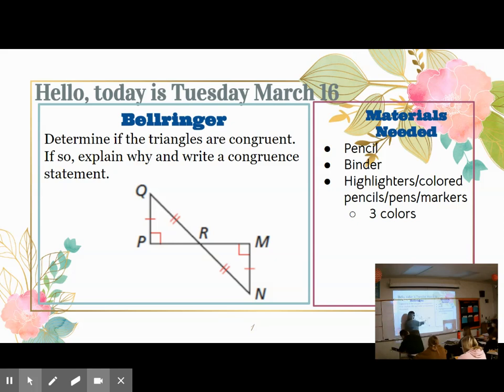If two of the angles are congruent, then the third angle's congruent, third angle theorem. So if we know that these two are congruent, then we automatically know that this one is congruent to this one. Now you can use side angle side. You just have to show that that third angle is congruent first.